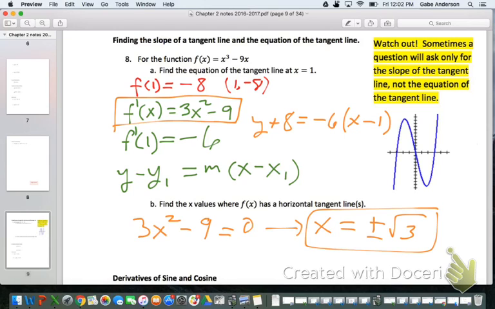All right, how we doing? Tangent lines will just keep coming back over and over and over again, so definitely an important thing for us to be good at. All right, so let's move on.